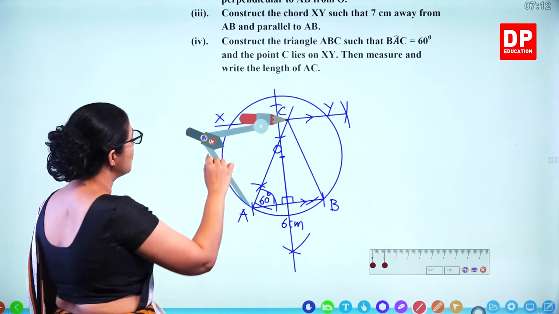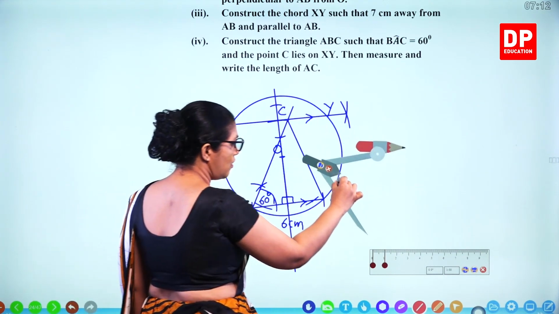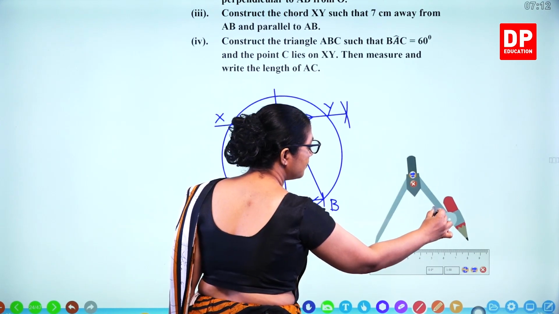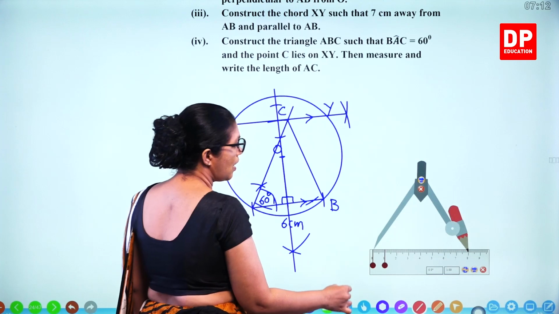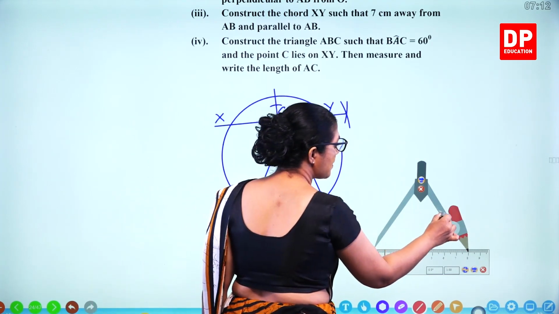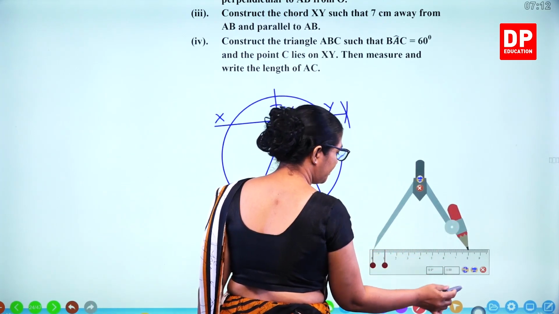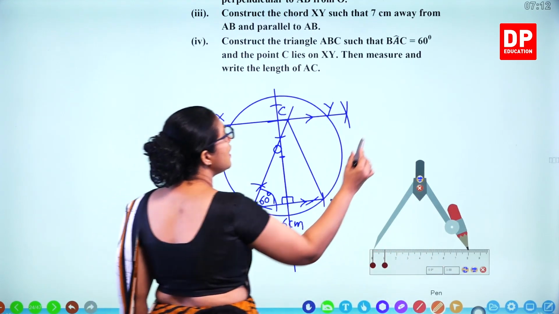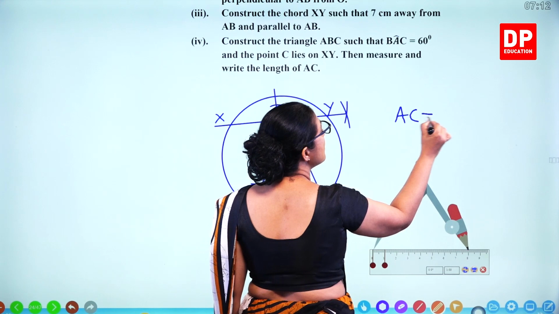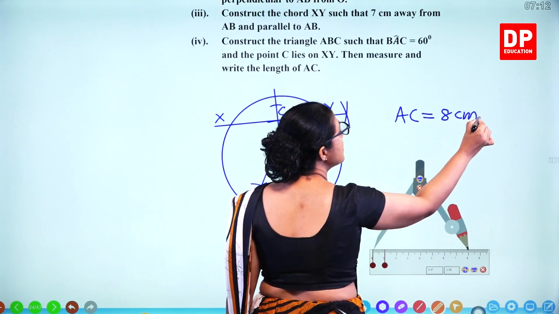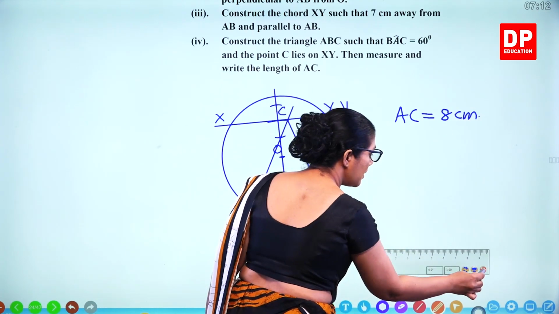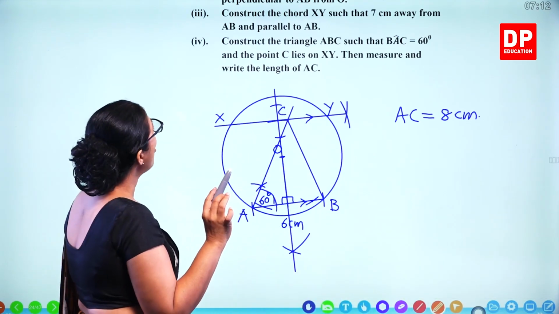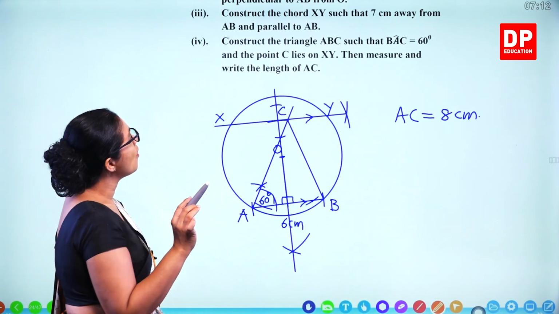This length, we'll measure it using the ruler. That's 8 centimeters. So AC length is 8 centimeters, so we can write just 8 centimeters there. So that's all. Now we have to give marks.